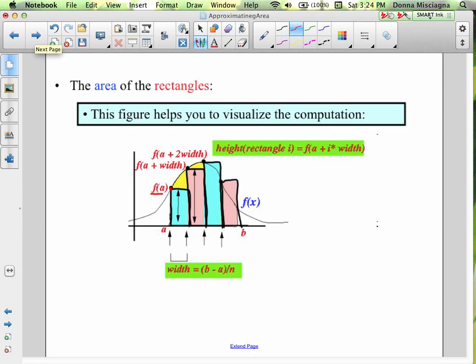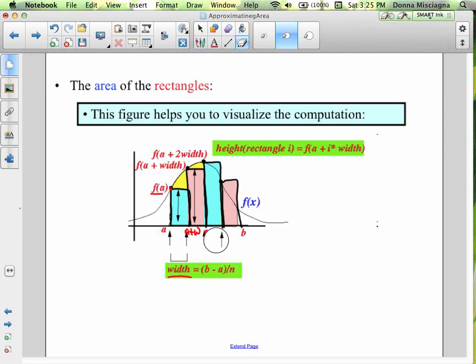So here I've added a little bit. I'm not at a anymore, I'm at a plus w. So this spot right here, I'll just put a plus w. This is a plus 2 w's. I added 2 widths to my a value, my starting value. I moved over one interval, then a second interval.